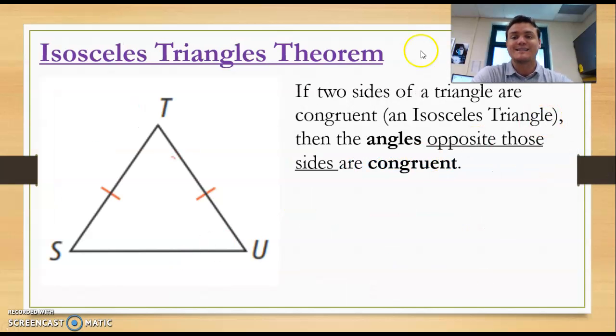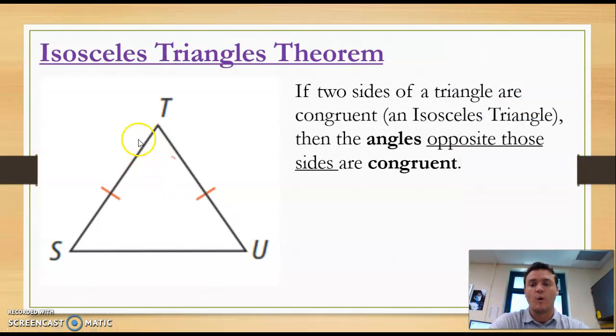Now, let's talk about the isosceles triangle theorem. The isosceles triangle theorem says that when you have an isosceles triangle, meaning you have two sides that are congruent like this, then the angles opposite those sides are also congruent. So this angle right here is opposite the side TU. Angle S is opposite the side TU, and angle U is opposite the side TS. Because these sides are congruent, those angles are the same measure.